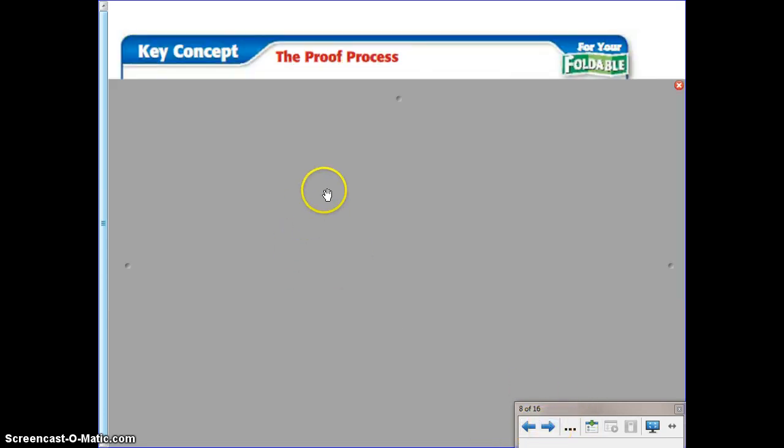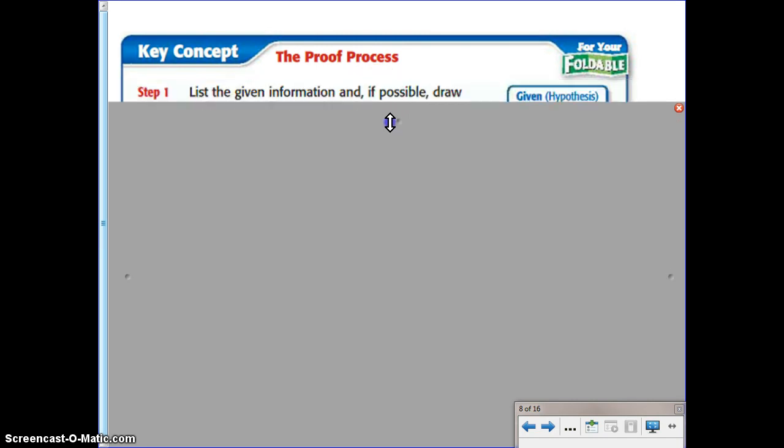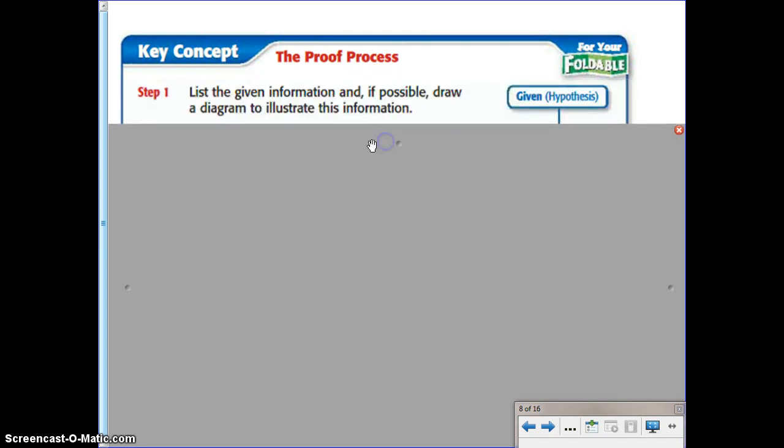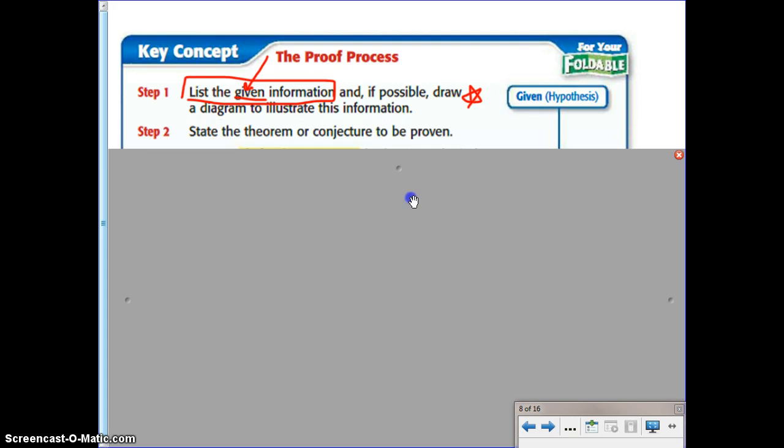And lastly, the proof process is something we're going to talk through really quickly. It's a step-by-step process that we will practice in class tomorrow. Step 1 is to list the given information. So I would just say list what's given. The key thing here is given. You don't need to write all of this down. Drawing a diagram also really helps. Step 2, state the theorem or conjecture to be proven. So what are you trying to prove?